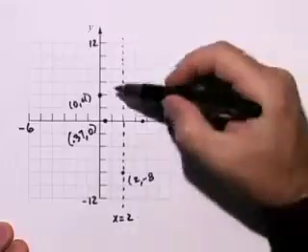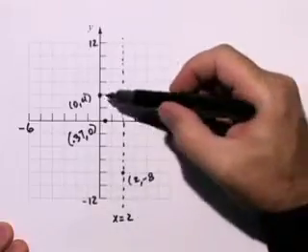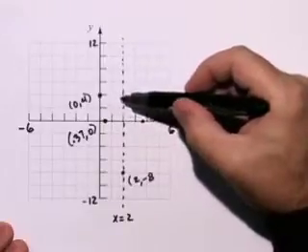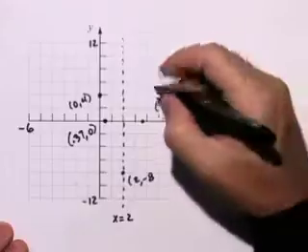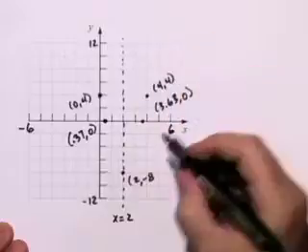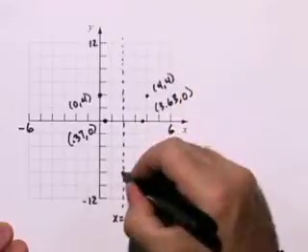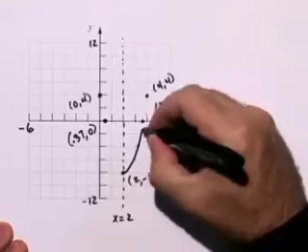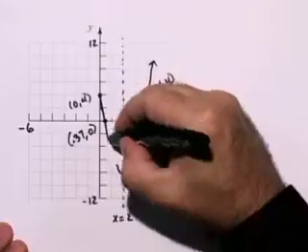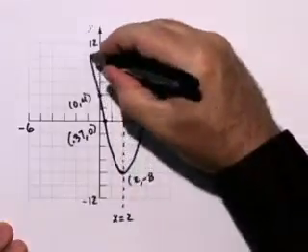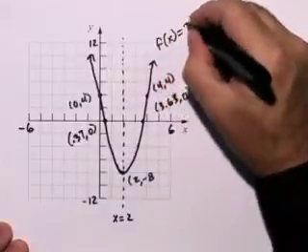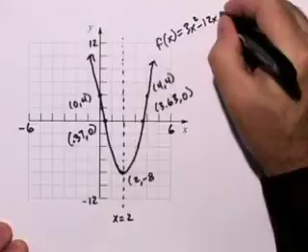And we're going to plot one more point. We're going to use symmetry. We have the point (0, 4) plotted. That's 2 units away from the axis of symmetry. So we'll go 2 units the other direction, and we can plot the point (4, 4). And then we're going to connect these points with a smooth curve. And there we have the graph of f of x is equal to 3x squared minus 12x plus 4.